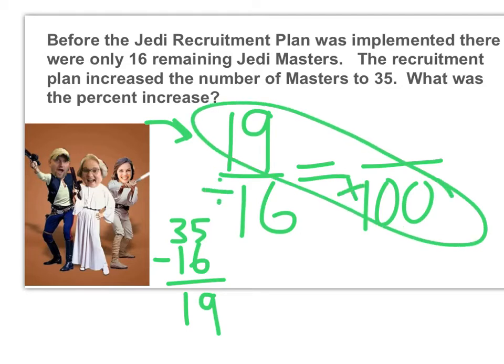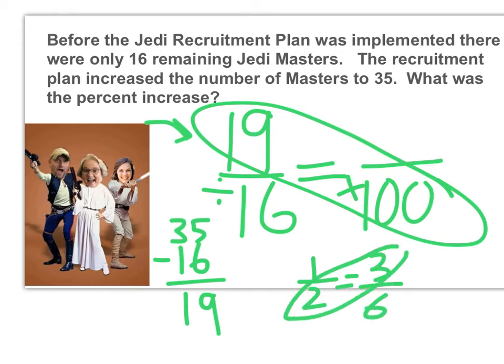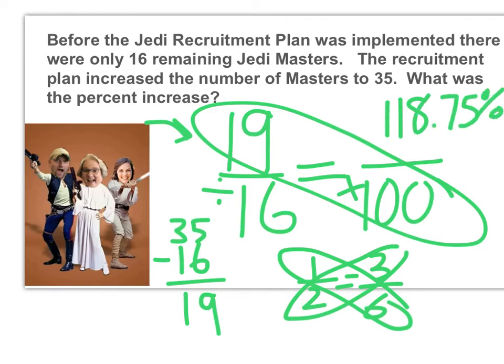Remember, the reason we do that is because the cross products are equal in a proportion. You know one half is equal to 3/6, right? And it's true of every proportion. If you multiply 2 times 3, you get 6. You multiply 1 by 6, the cross products are always equal. So 19 times 100 is 1900 divided by 16, and I get 118.75. And I need to remember that's a percent. So what was the percent increase? It went up by 118.75%.